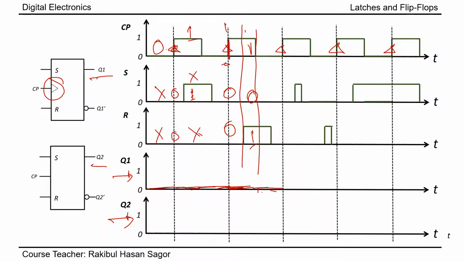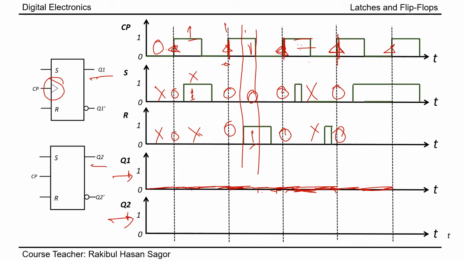So again, the next transition occurs here when the clock pulse goes from 0 to 1. We see again S equal to 0, R equal to 0, so it will hold the previous data. In this way, even though there are a lot of changes in S and R, as there is no transition, we do not care about this input, it will hold the previous data. In the next transition, again we see this is 0 and 0. This 0 0 will hold the previous data.